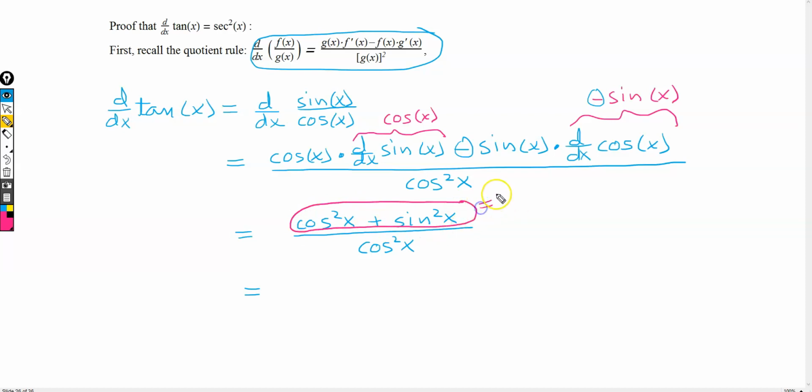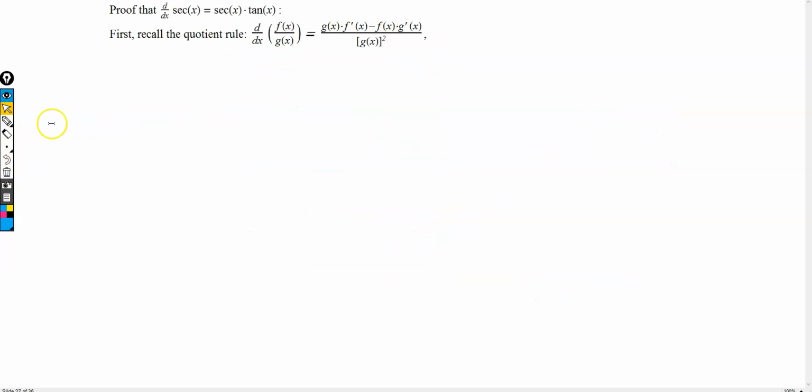Cosine squared plus sine squared is 1, and so we end up with 1 over the cosine squared x, and that is the secant squared, noting that 1 over cosine x is secant x. And that's what we wanted to prove. Let's take a look at one more.